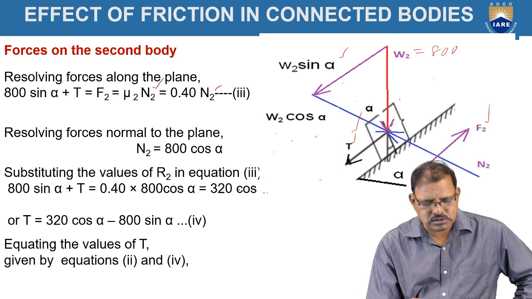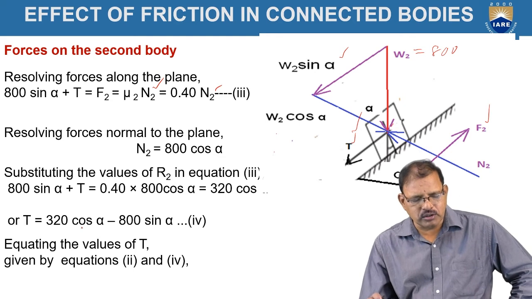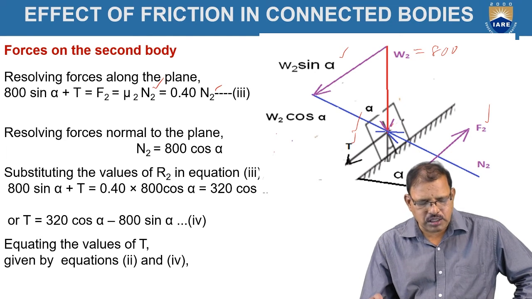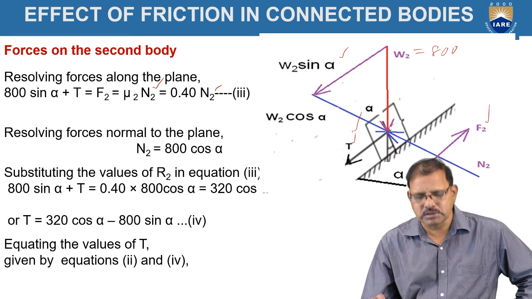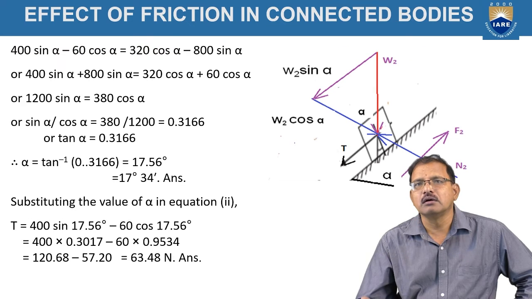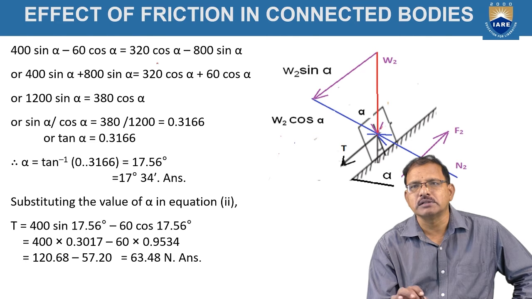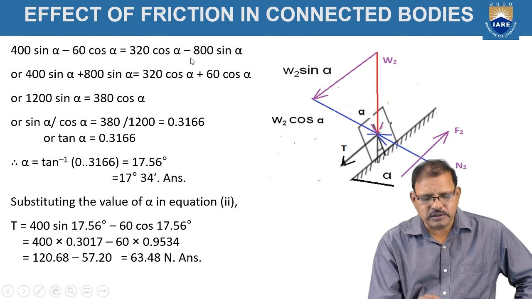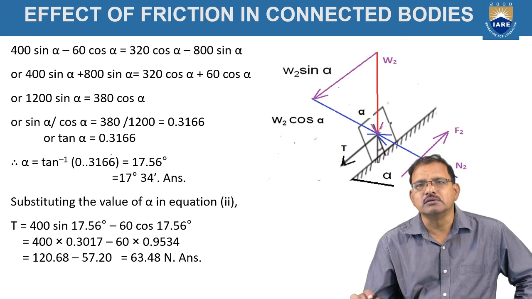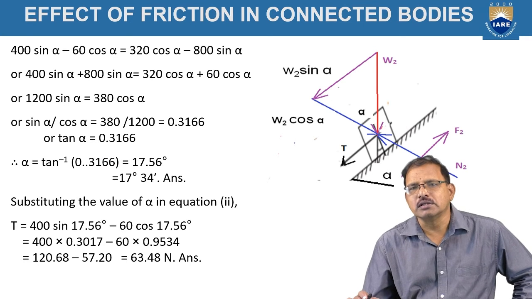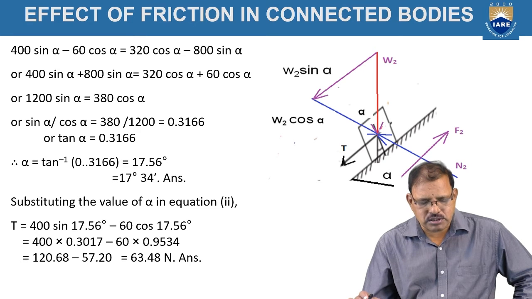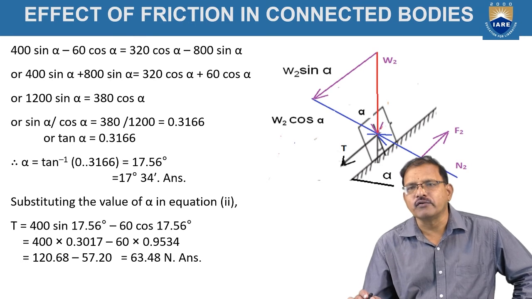Now, by using these two equations, T is equal to 320 cos alpha minus 800 sin alpha. Equating the values of T given in equation numbers 2 and 4, we got 400 sin alpha minus 60 cos alpha is equal to 320 cos alpha minus 800 sin alpha. On simplification, we got tan alpha is equal to 0.3166. Alpha is equal to tan inverse of 0.3166, which is equal to 17 degrees 34 minutes.